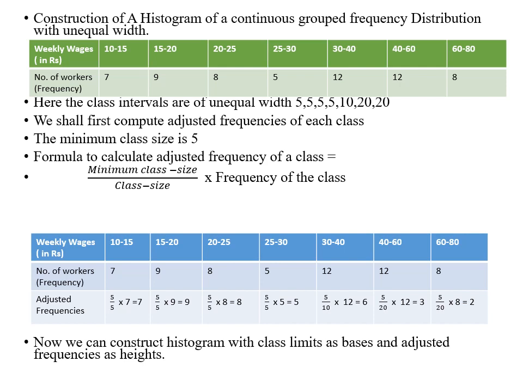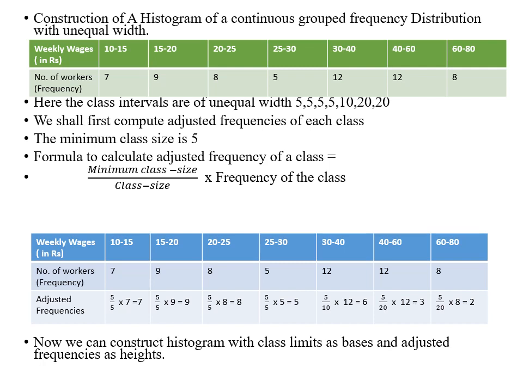So it equals 9. In the next one, again the class size is 5, because in all the 4 classes the class size is the same, 5, therefore the calculations are equal. Now if you observe in the 5th, the class size is 10. So minimum class size upon class size, that is 5 upon 10 into 12, equals 6.